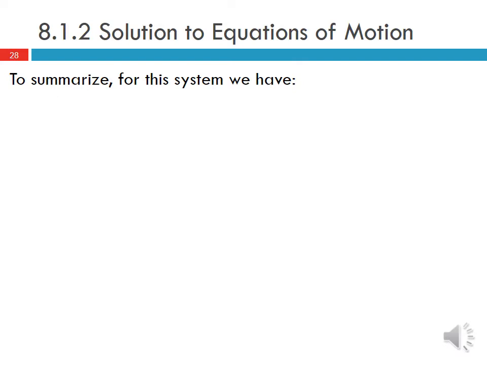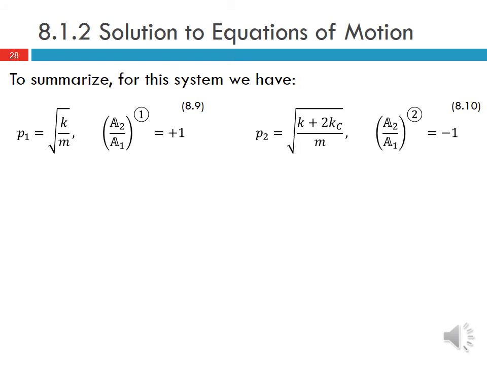So to summarize, for this system, we have P1 is equal to the square root of k over m, and a2 over a1, 1, is equal to positive 1. We have P2 is equal to the square root of k plus 2kc over m, and a2 over a1, 2, is equal to negative 1.